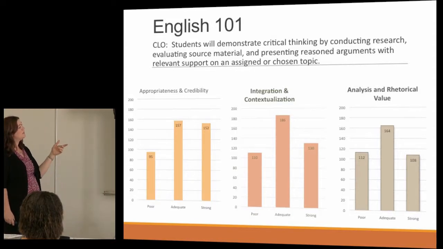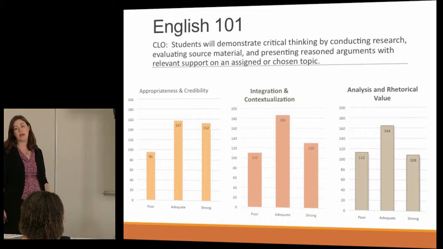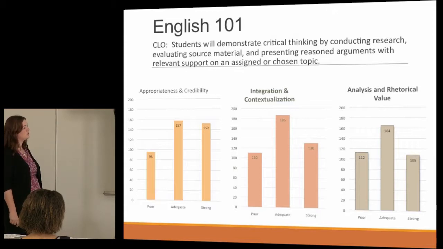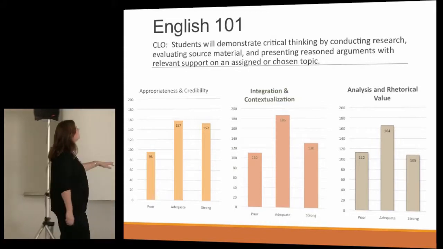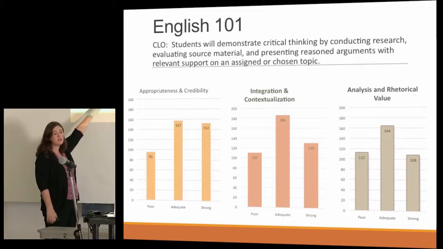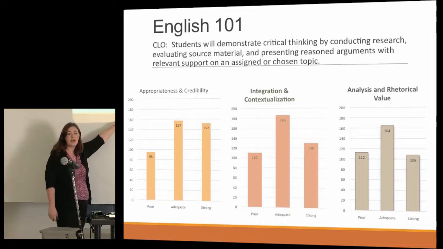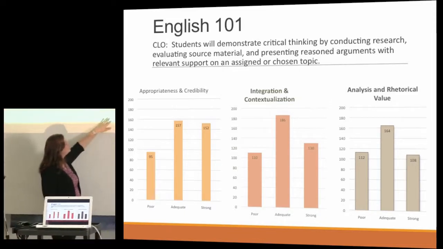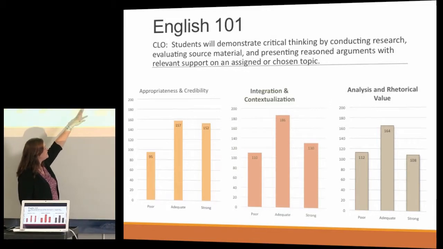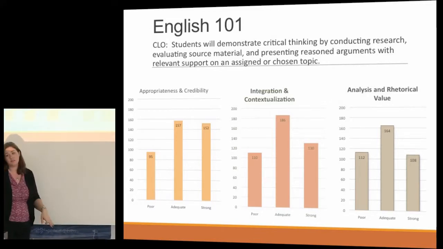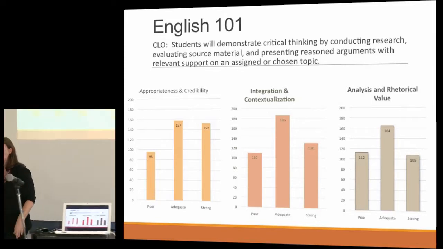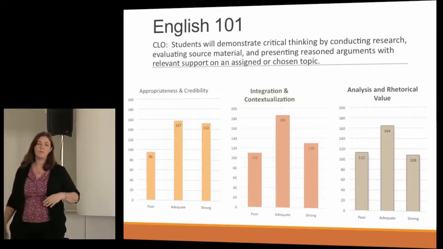But in looking at this data, where is the gap? What do you see as the gap? I know it's hard to see. I should have done brighter colors. Students were pretty consistent in terms of appropriateness and credibility in terms of passing. But for integration and contextualization, you start to see a gap with more students being adequate, fewer being strong. And then the gap gets bigger when you get to analysis and rhetorical value. It sort of falls off and you see a bigger gap.